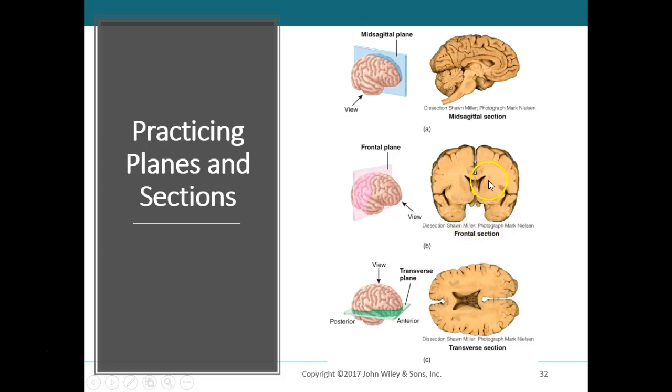Okay? So if we were looking for a tumor that was embedded in the brain, deep in one of the lobes, it might be much easier for us to see or to visualize that using a scan that has a frontal section and perhaps a transverse section. Remember, transverse divides into a top and a bottom. So this is looking down on a transverse plane through the cerebrum as well.